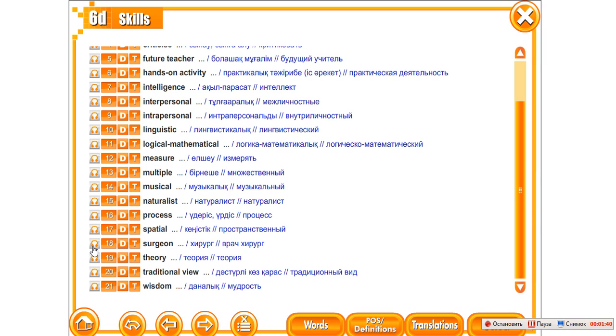Surgeon. Theory. Traditional view. Wisdom.